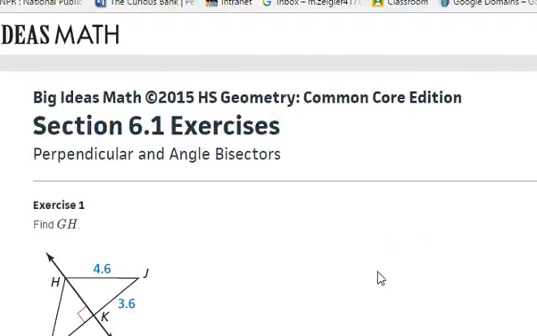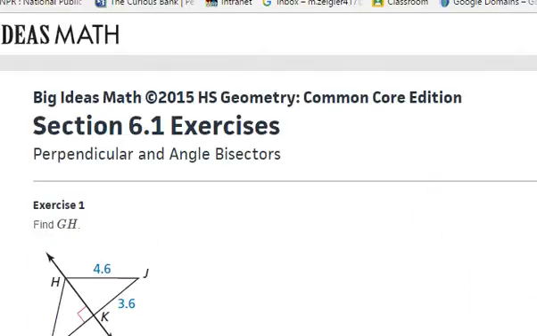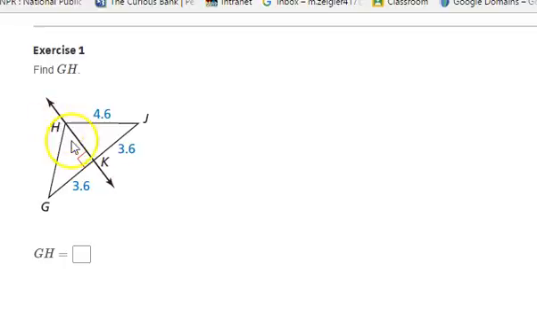Alrighty, we're looking here at Chapter 6, Section 1, Exercises. We're going to take a look at the first few. They're all about perpendicular bisectors. And the thing we need to remember about perpendicular bisectors is that every point on the perpendicular bisector of a segment is exactly the same distance from each end of the segment.